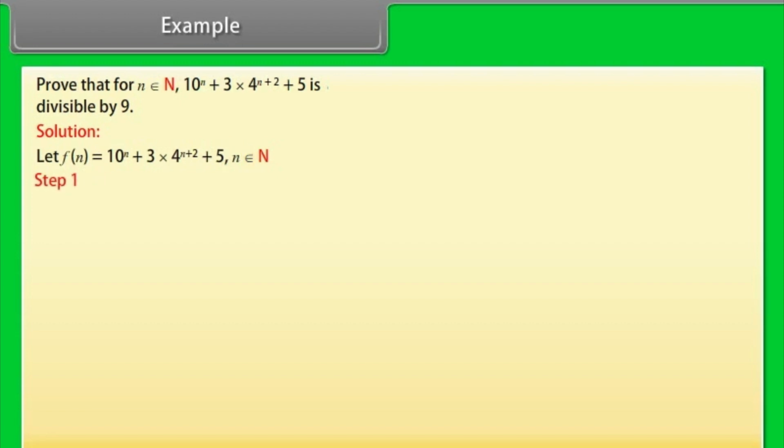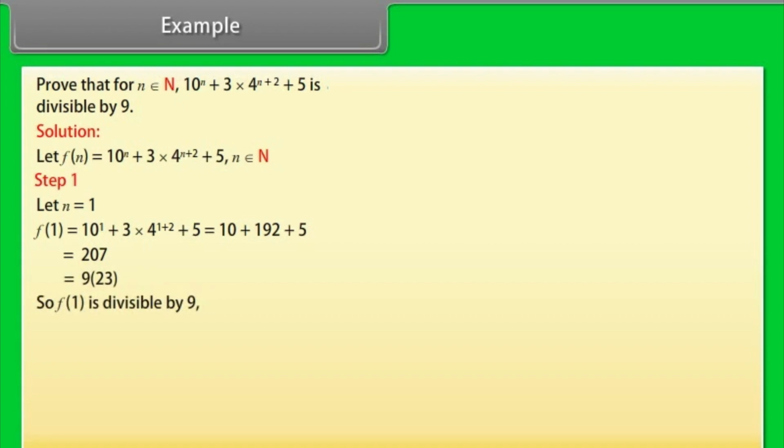Step 1. Let n = 1. f(1) = 10^1 + 3 × 4^(1+2) + 5 = 10 + 192 + 5 = 207 = 9 × 23. So, f(1) is divisible by 9. The result is true for n = 1.